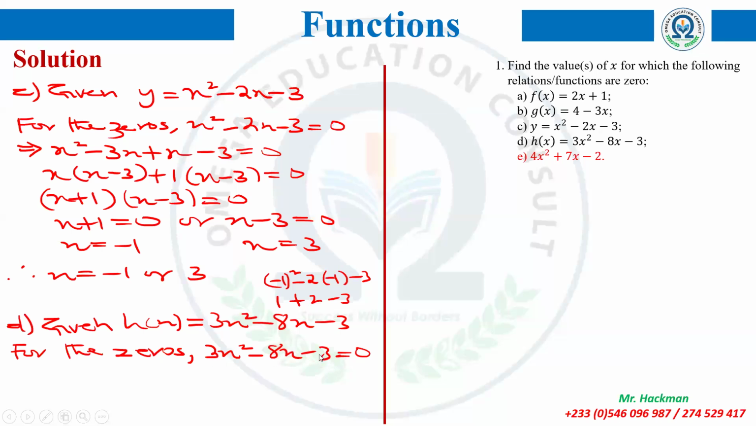So 3 times minus 3 will give us minus 9. So we need to look for the factor pair of minus 9: when you multiply, you get minus 9, and when you add, you get minus 8. So which factor pair? 1 and minus 9. Negative 9 and positive 1. So it will be minus 9x, then plus x, minus 3 is equal to 0.